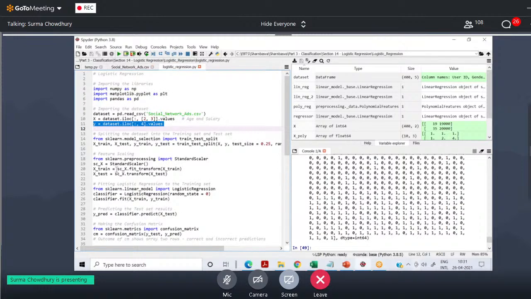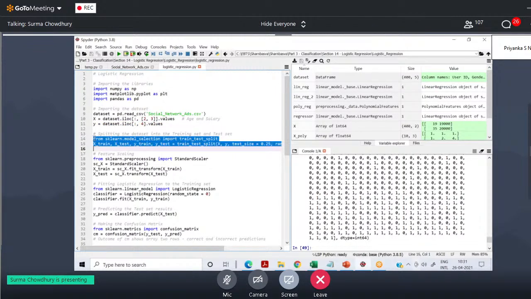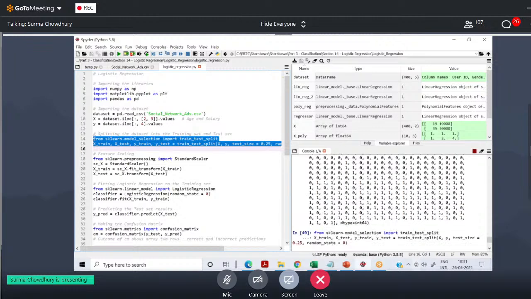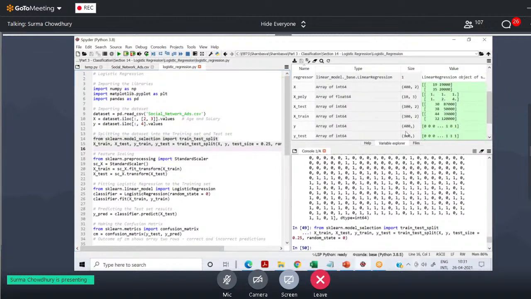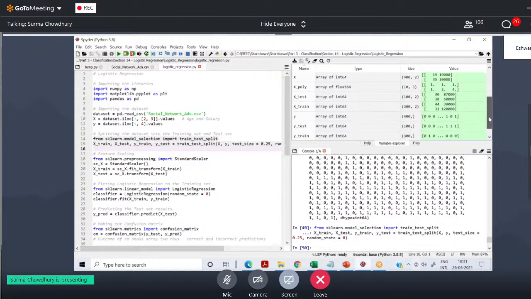Then, of course, the next thing I have to do is a split. So I do a split. I got 75% training data, 25% test data. Now if I see my X test, X train is 300 records and two columns, that is my age and salary, and X test is 100 records and 2 columns. Similarly, Y train is 300 and Y test is 100. So this is how I have split my training set and test set.